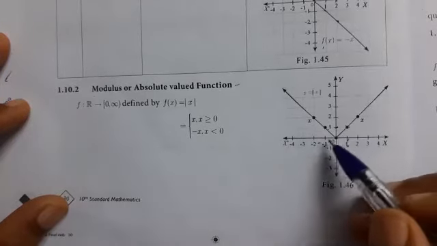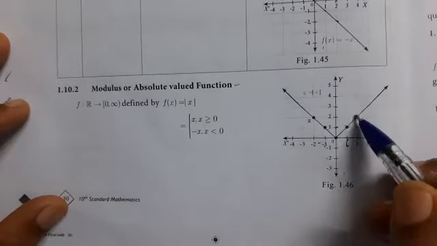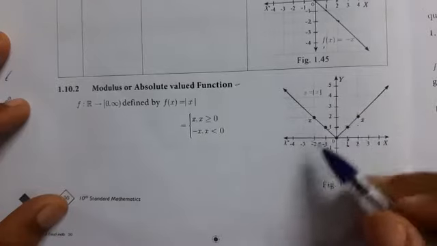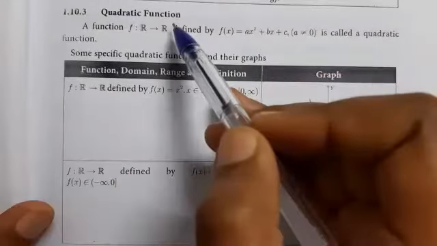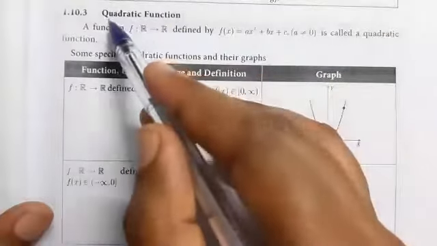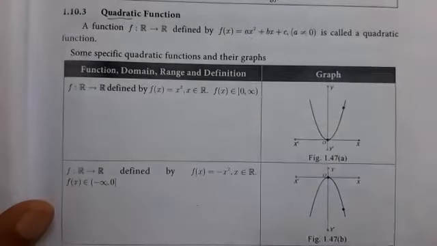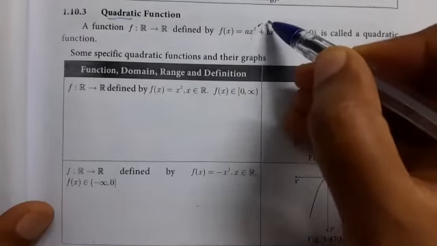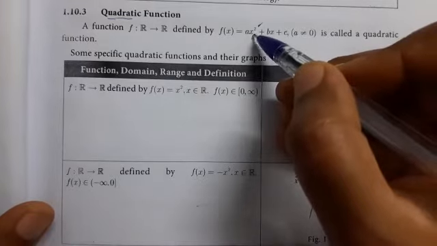1 means 1, minus 1 means 1, 2 means 2, minus 2 is also 2, 3 means 3, minus 3 also 3. See the quadratic function. Quadratic function means the power of x is 2. The power of x is 2. Don't forget that. For linear, the power of x is 1.